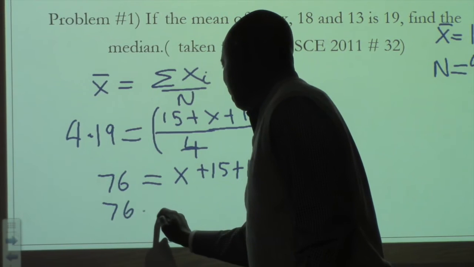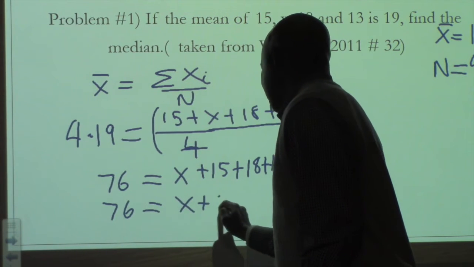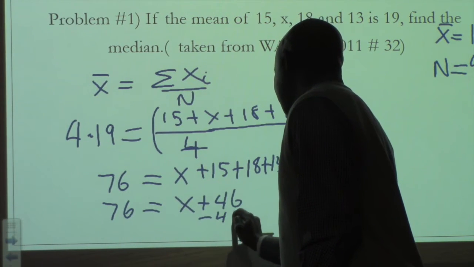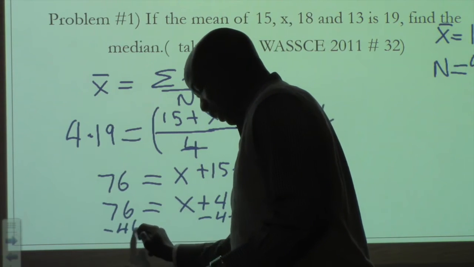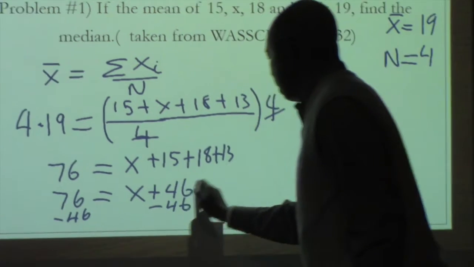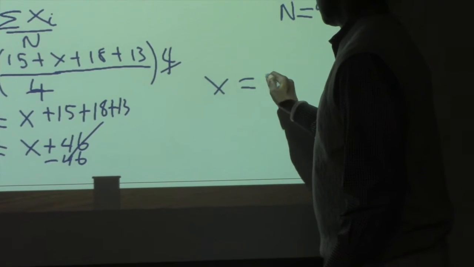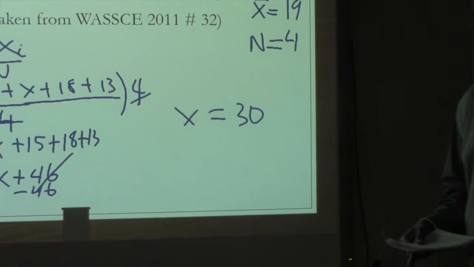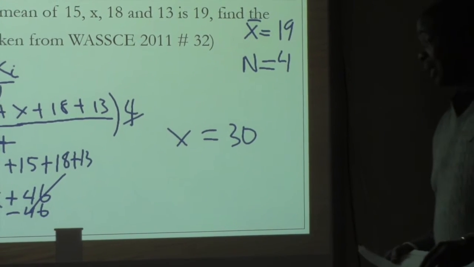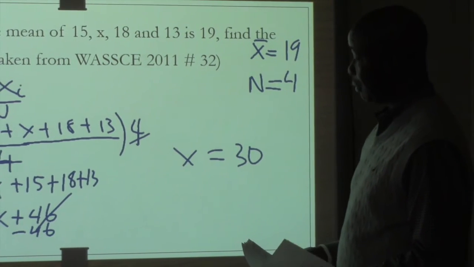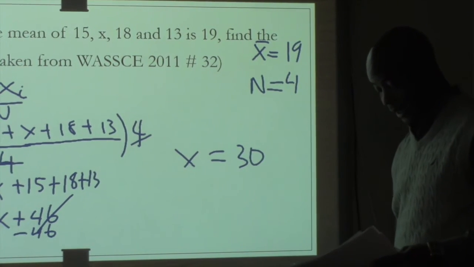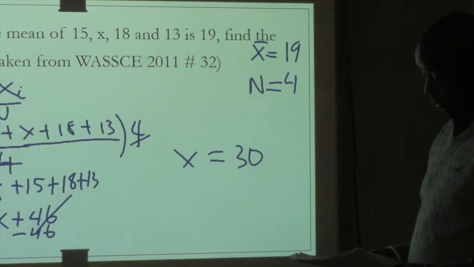So I have 76 is equal to x plus 46. Minus 46 from both sides, we're going to see that x will be equal to 30. And we can check that. You can plug 30 into that, add it up, and divide it by 4, and you're going to get 19. Okay?